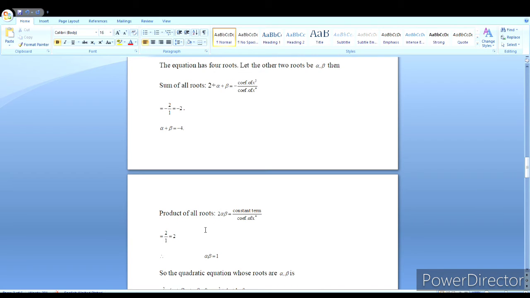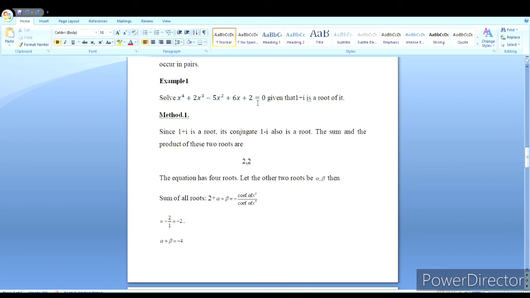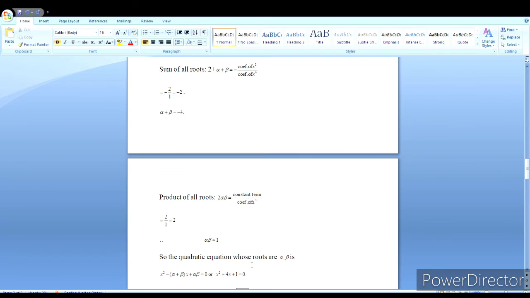Now the product of all the 4 roots is 2 alpha beta, which is equal to the constant term divided by the coefficient of x power 4, using the relation. The constant term is 2, therefore 2 divided by 1, which is 2. That is, 2 alpha beta equal to 2. Therefore alpha beta is 1.